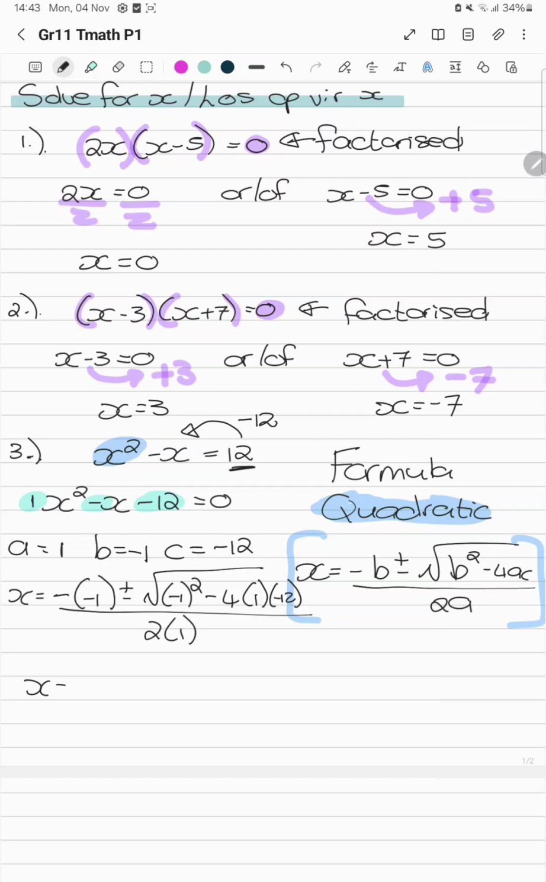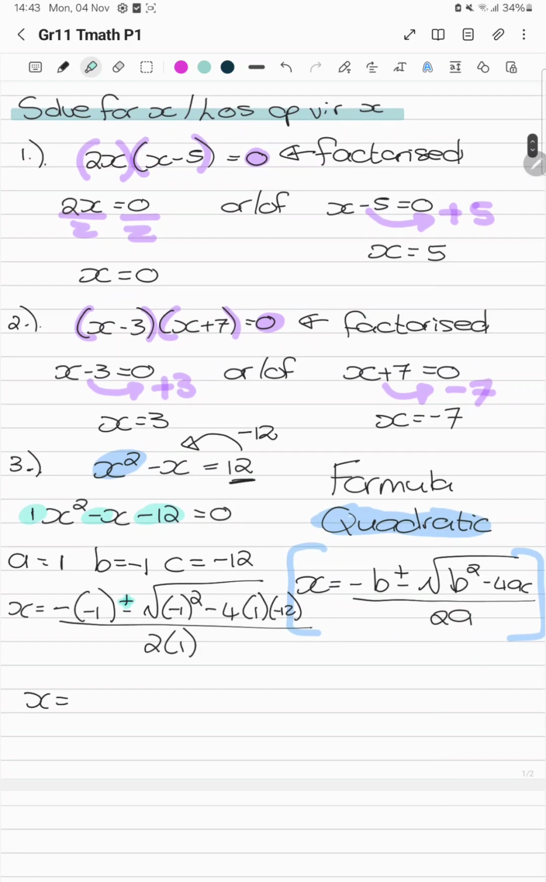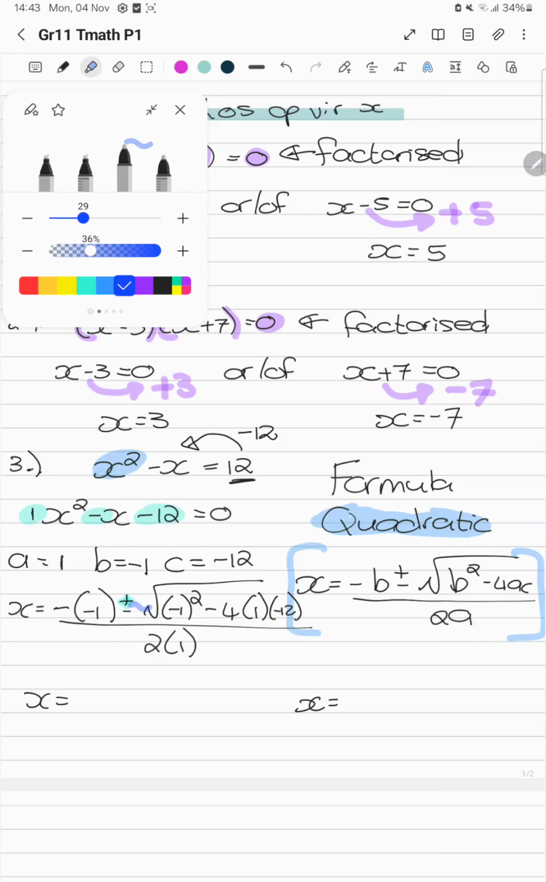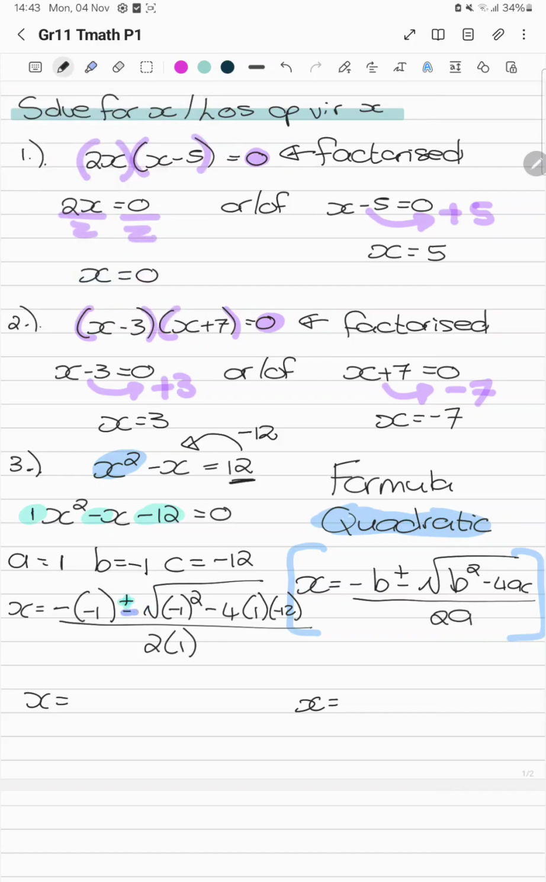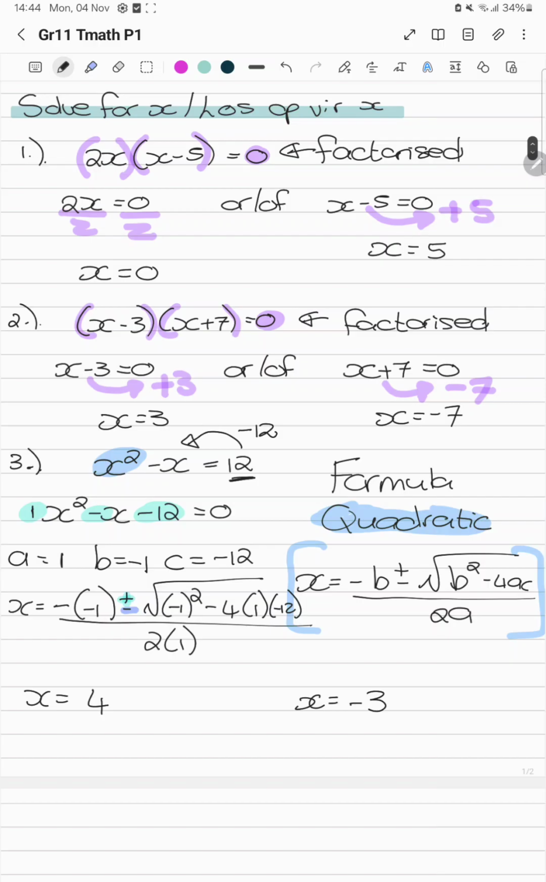Now you're going to work out x. Firstly you put in a plus, and then you do the same thing again and use the minus, and put that into your calculator. So quickly do that. That will give me an answer of x is equal to 4 and x is equal to negative 3.